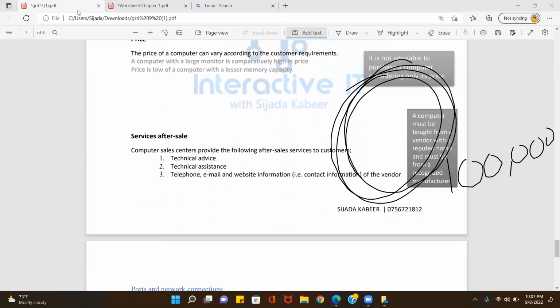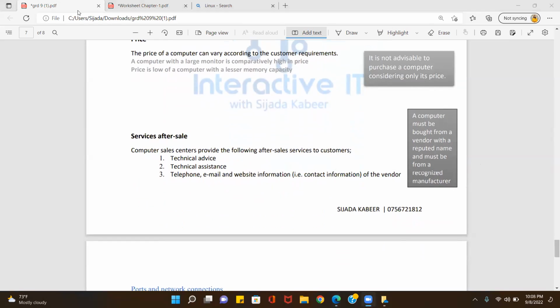Then the next one is service after sale. Now say you bought a laptop from me. Okay, now something happened to the laptop. Or let's say, rather than a laptop, we'll tell it in a simpler way. You bought a mobile phone from me. Now you are trying to switch on the mobile phone, and it is not getting switched on. So you're trying to call me and I am not answering.